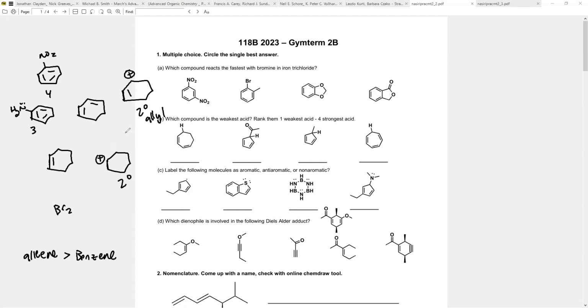Remember back from 118A, or if you don't know, I'll tell you now: secondary cations already kind of suck. It's already pretty hard to make them. So if they're allylic, you've boosted the ability for it to exist, to even sustain itself in this environment. So in fact, the fastest reacting alkene is going to be the diene alkene.